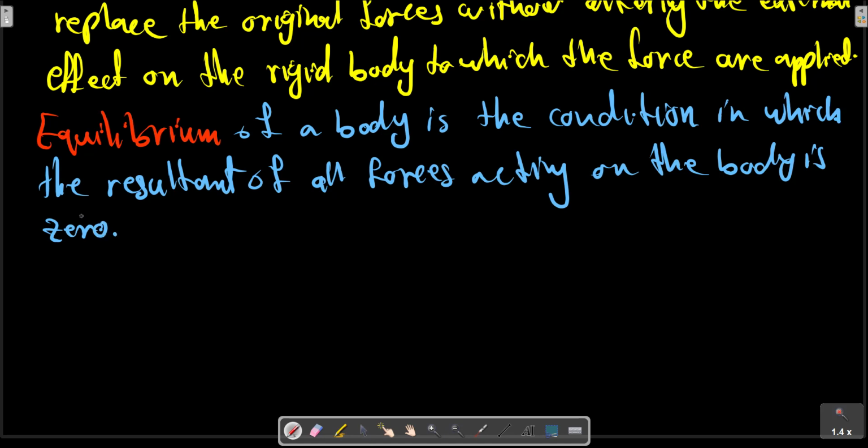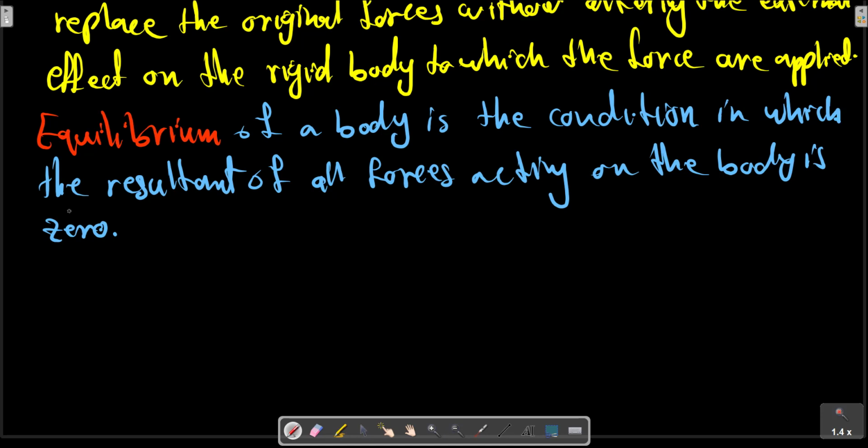This condition is studied in statics. When the resultant of all forces on a body is not zero, the acceleration of the body is obtained by equating the force resultant to the product of the mass and acceleration of the body. This condition is studied in dynamics. Thus, the determination of resultant is basic to both statics and dynamics.